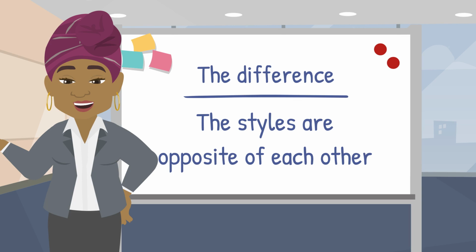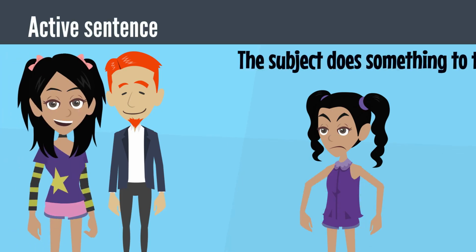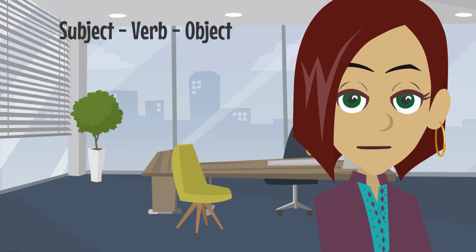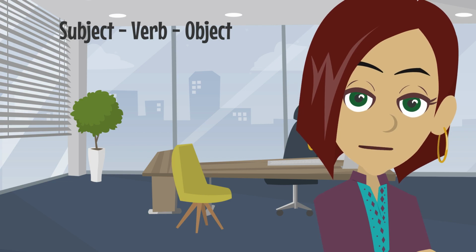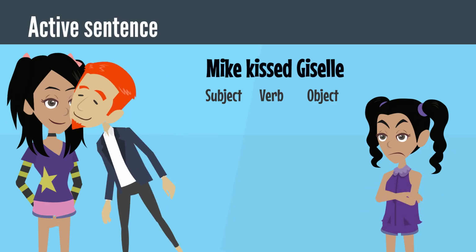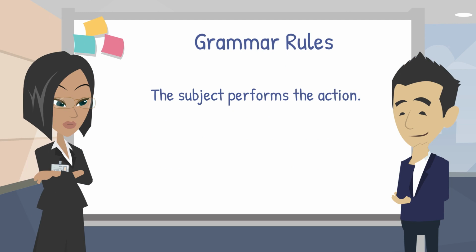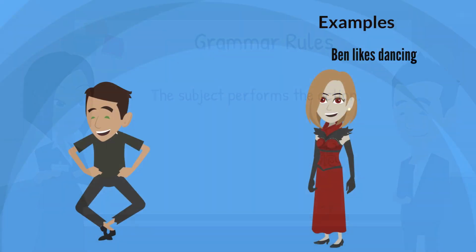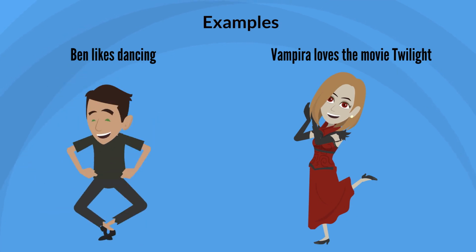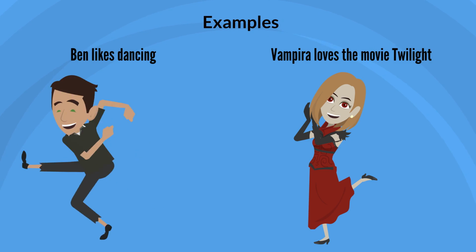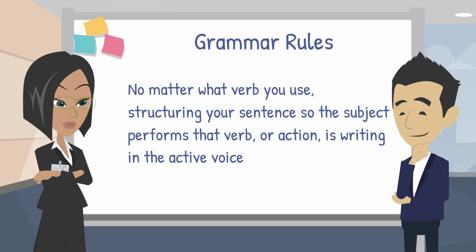The best way to explain it is: in an active sentence, the subject does something to the object. For example, a subject, verb, object. Mike kissed Giselle. As we've learned, in the active voice, the sentence's subject performs the action. Here are 2 more examples of sentences in the active voice. Ben likes dancing. Vampira loves the movie Twilight.